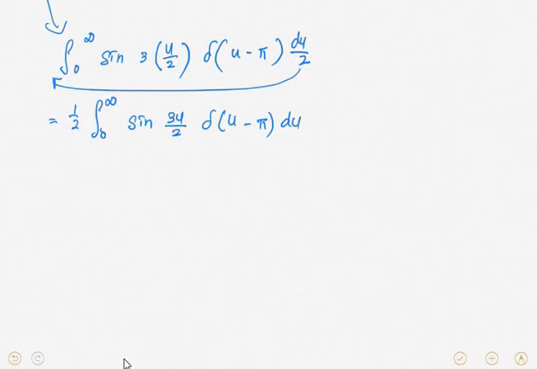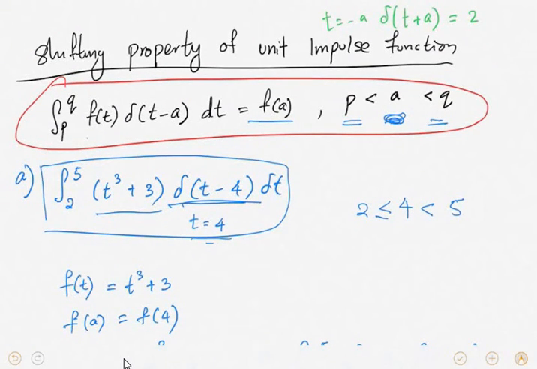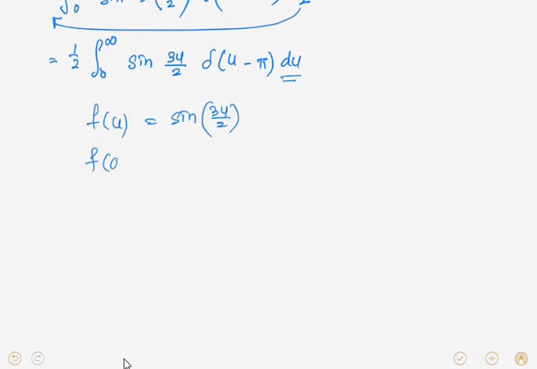Okay, since it's integrated over du, so f(u) equals sine 3u over 2. And then you still remember we have the formula, integral of f(t) delta t minus a dt equals f(a). Now it is f(u) delta u minus pi du, so this is f(pi). So fa is actually equal to f(pi).